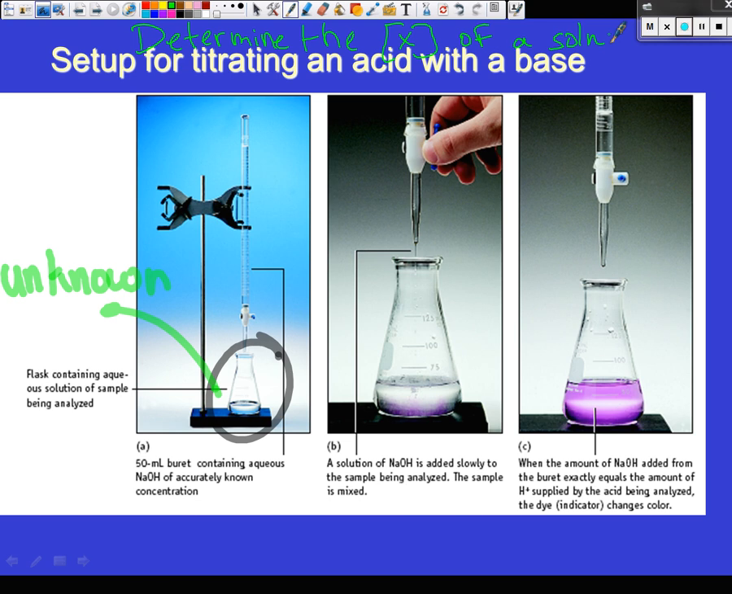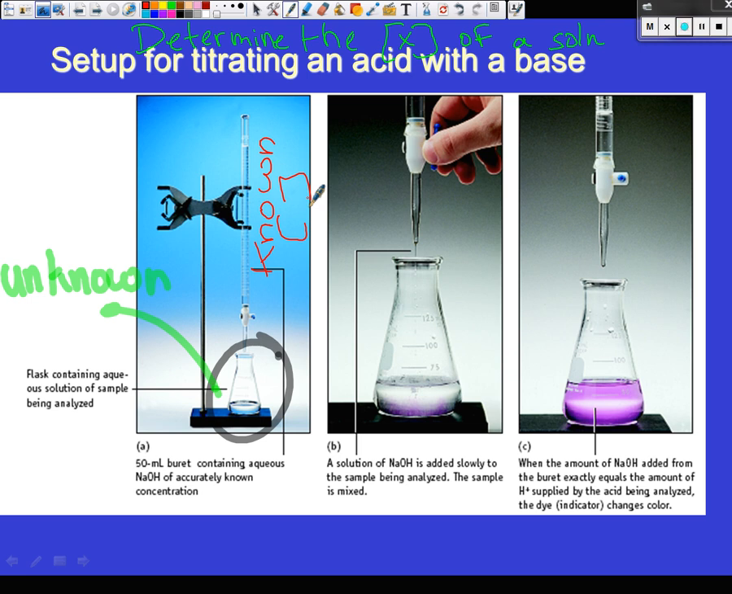Now, in this burette, and I'm going to write it sideways, is the known concentration. So you're dripping a known into an unknown. Okay? And I'm going to explain to you how you then determine what it is.